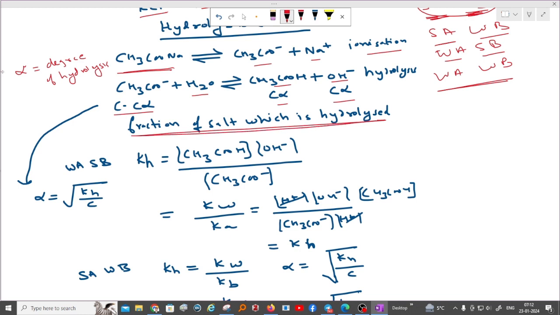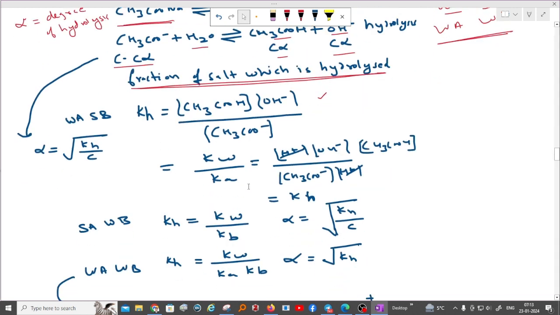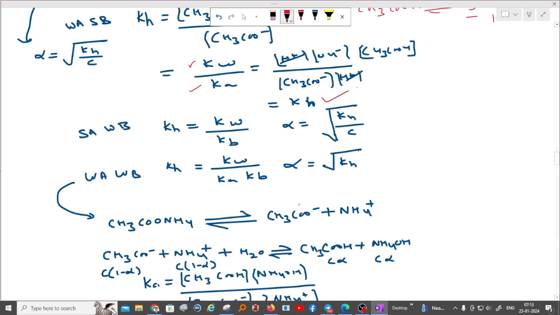Okay, now if you write the KH value for this, it will be this: acetic acid, hydroxyl ion, and then acetate ion. This is nothing but equal to Kw by Ka. We can easily derive it also, because Kw is H plus times OH minus, and K for this acid will be CH3COO minus times H plus divided by acetic acid. So this H plus will go, and then this will equal KH. So KH equals Kw by Ka. For strong acid and weak base, we will have KH equal to Kw by Kb. Similarly, for weak acid and weak base, we have KH equal to Kw by KaKb.